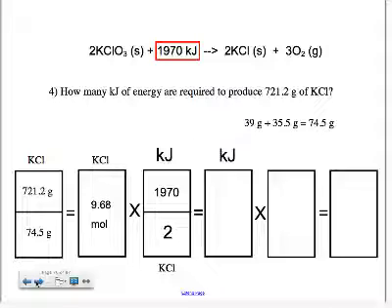And then I do the same thing. 9.68 times 1970 over 2 gives me 9,535 kilojoules, and I can actually stop here because I'm not converting kilojoules into anything else. The question is about kilojoules, so I can stop there and skip the last couple boxes.